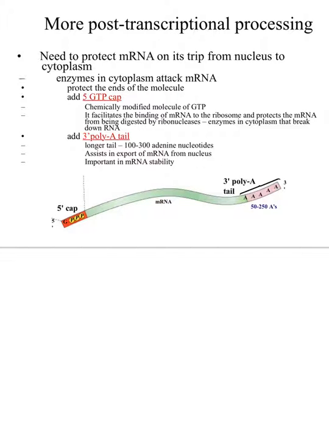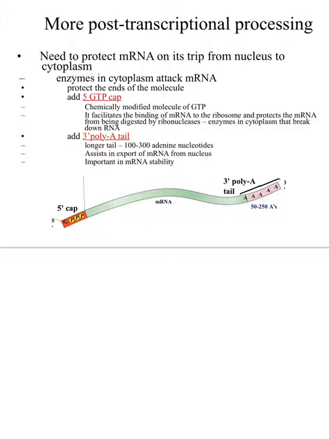All right, we're not done yet. We have a problem. mRNA has to leave the nucleus where it was made and go to the cytoplasm. It is very crazy that RNA cannot do that right away. There needs to be some processing to occur. The ends of the mRNA need to be protected because there are enzymes in the cytoplasm that will attack it and degrade it down. And so we need to add a 5' GTP cap.